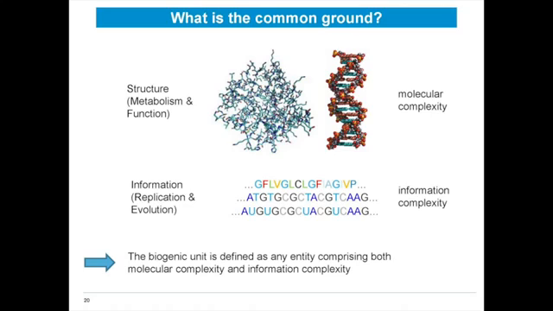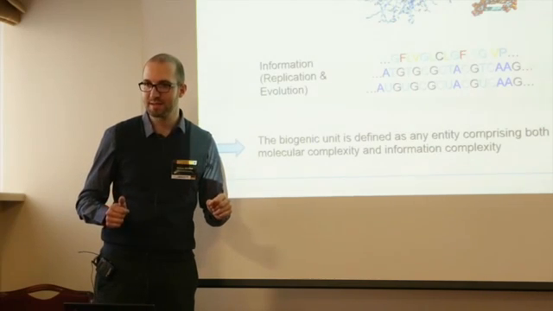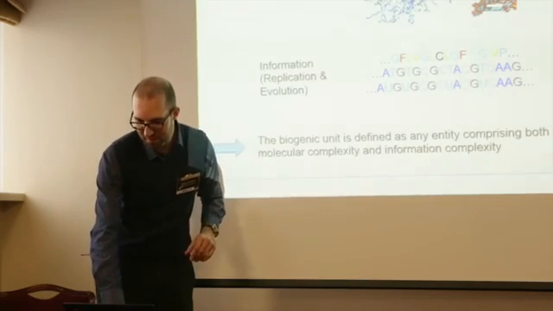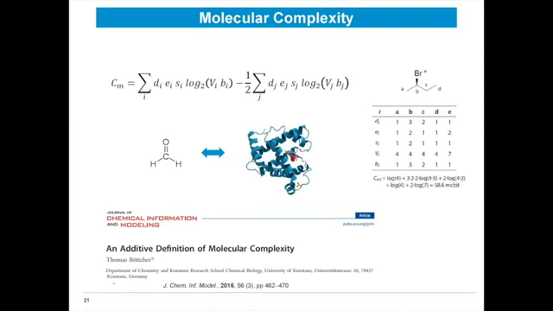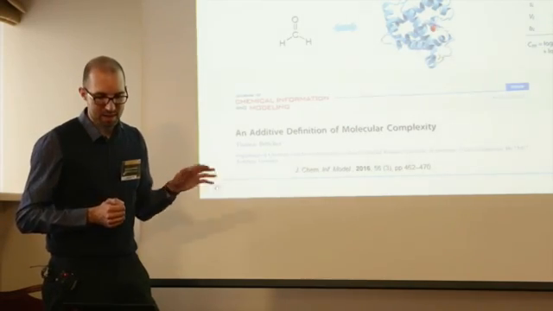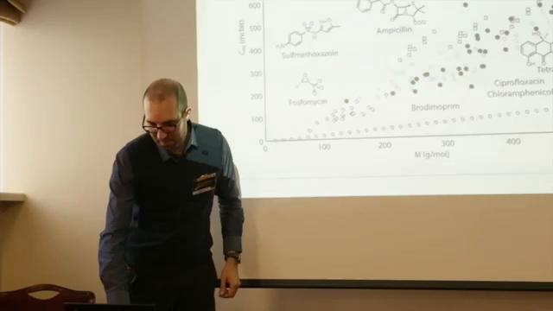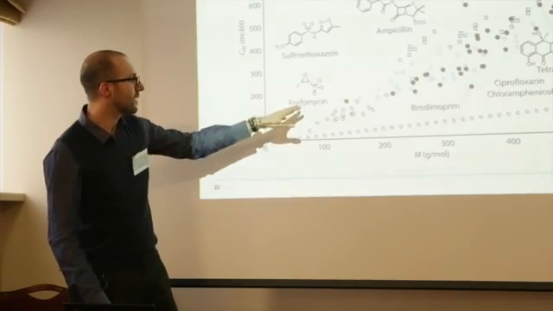And so I'll define this as the biogenic unit, any entity that comprises both molecular complexity and information complexity. And looking now at what molecular complexity actually is, I derived an equation that is very broadly applicable and that you can use for very small molecules to large molecules, and that gives you a fixed mathematical value for a molecule for its molecular complexity.